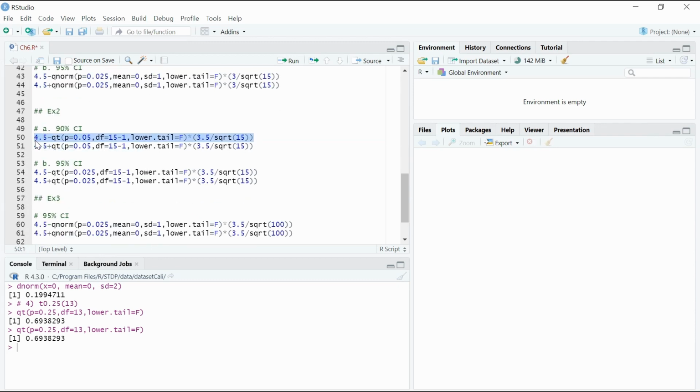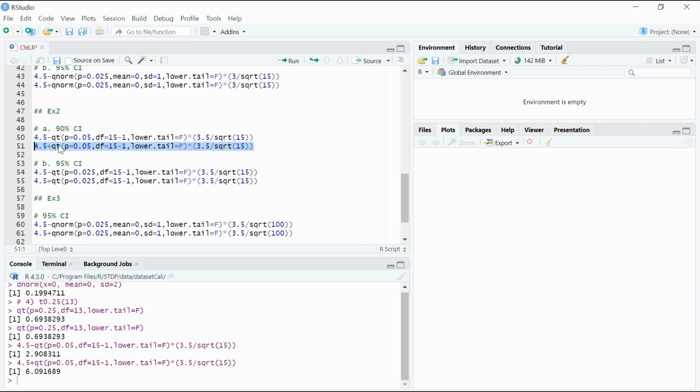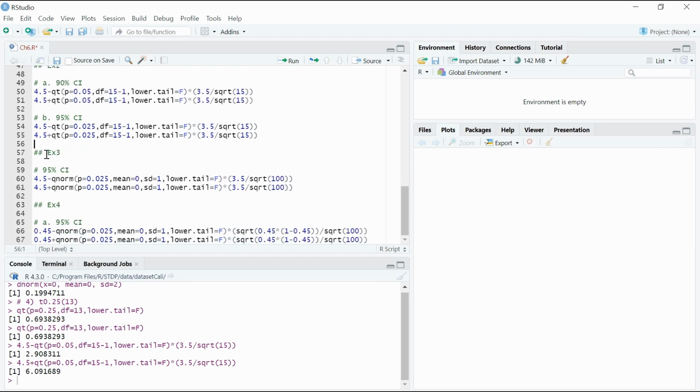So if you run this code, you can get the lower bound as about 2.9, and the upper bound is 6.09. So it means that we can be 90% sure that our population mean, which is mu, is included in this interval, with lower bound this one and upper bound this guy. This is what a confidence interval tells us.